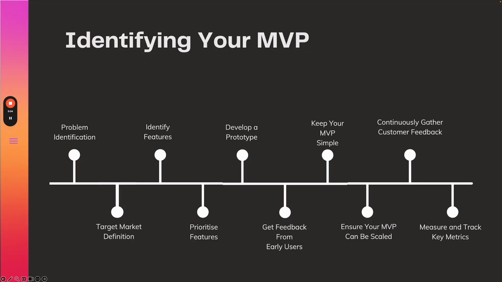Next, focus on creating an MVP that can easily be scaled and improved upon in the future. You sort of don't want to back yourself down a one-way alley and not be able to grow on what you've built. Then you can continuously gather customer feedback and use it to iterate on your MVP. And finally, you need to measure and track key metrics to determine your MVP success and areas for improvement. So think about those as you go into this process, and this is really, really going to help you get going much quicker.